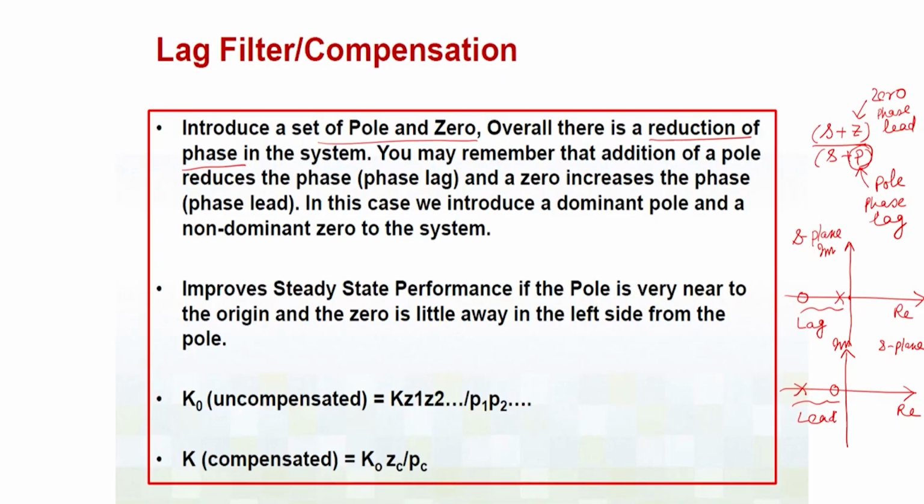So, this is what we have seen in the last class. Now, this is the lag compensator where the pole is closer to the origin and then it becomes more dominant. What will be the use of this lag compensator? Well, the first important point is that it improves the steady state performance, because if the pole is very near to the origin and the 0 is a little away on the left side from the pole, then from the uncompensated situation where you do not have the compensator, if you add this compensator which is ZC by PC, we will be able to see its effect on the steady state performance of the system.